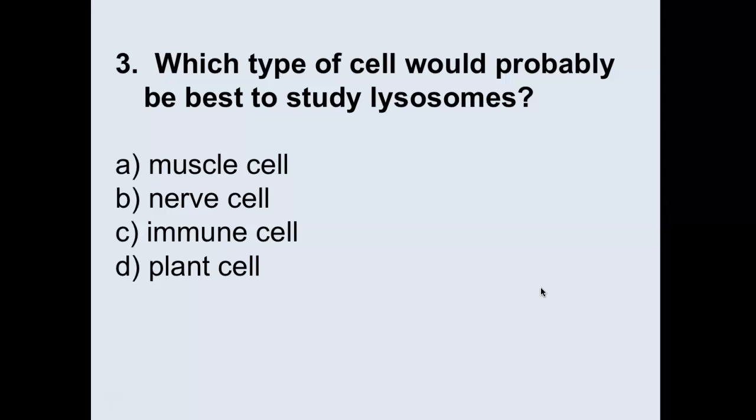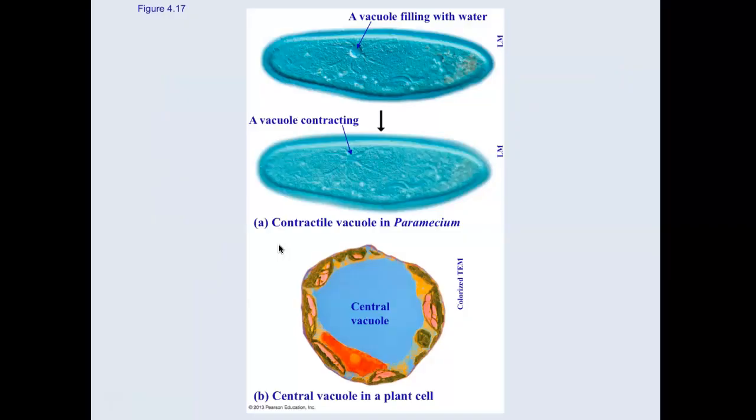So if lysosomes are degradative, if they break things down, out of these cells, immune cells would be the most active in breaking things down because they're supposed to look for bacteria in your body, look for dead cells, and then break those things down. So that's your answer.